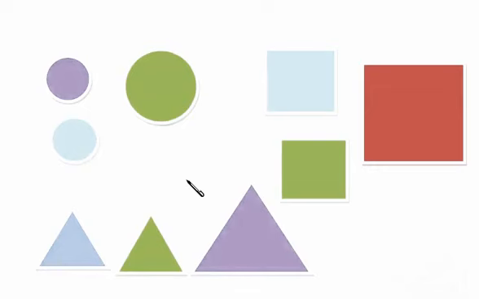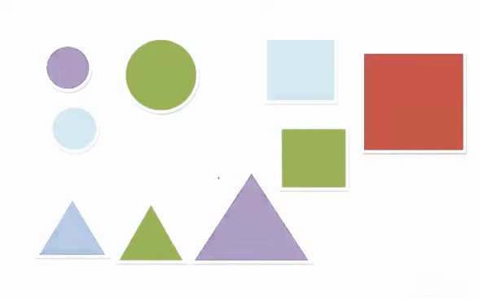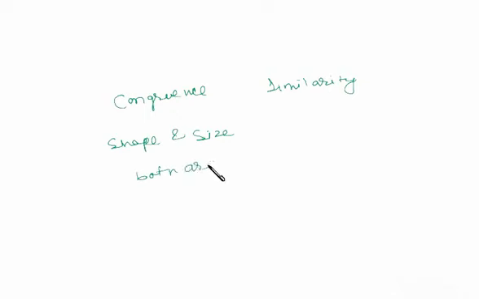So if I compare congruency and similarity: in case of congruence, shape and size both are the same. In case of similarity, only shape is the same, size is different.